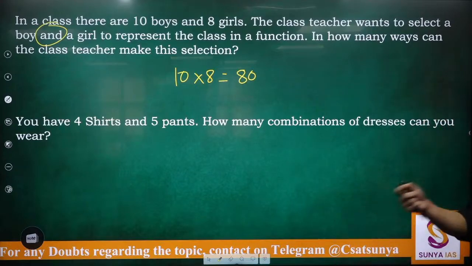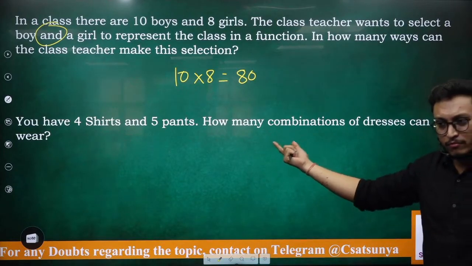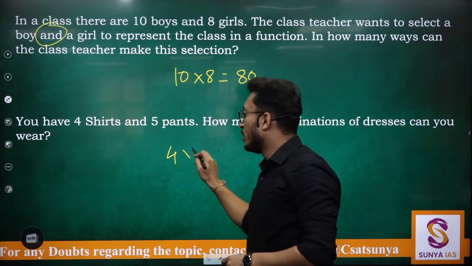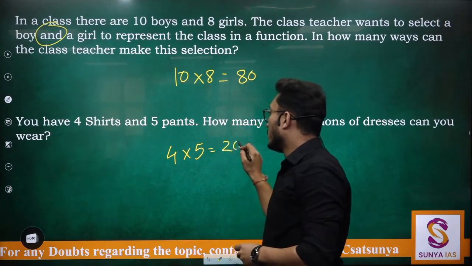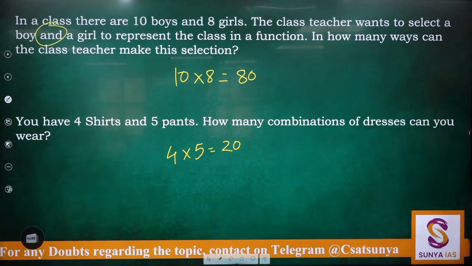You have 4 shirts and 5 pants. Same shirt and pant example. If you need to make a combo, you can have these many combos. Fine.